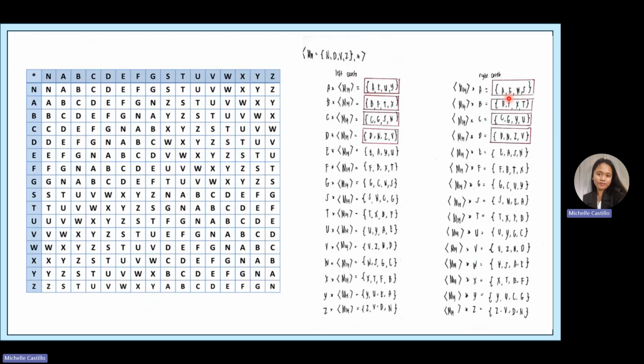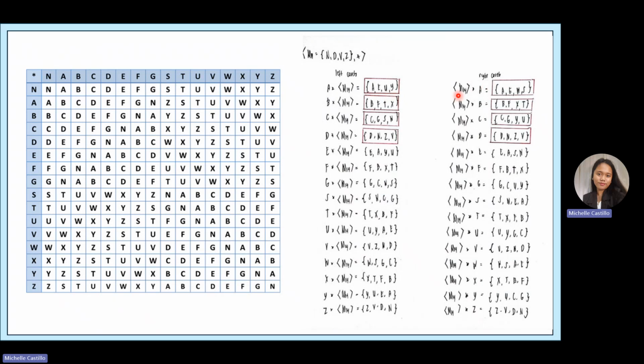Then next one, we have M sub 14 is equal to the set of N, D, V, and Z under the binary operation star. So again, for the left cosets, we will operate the elements of the group to the subgroup, while on the right cosets, we will operate the subgroup to the elements of the group. So here we have A star N is equal to A, A star D is equal to E, A star V is equal to U, then A star Z is equal to Y. Therefore, A star M sub 14 is equal to A, E, U, and Y.